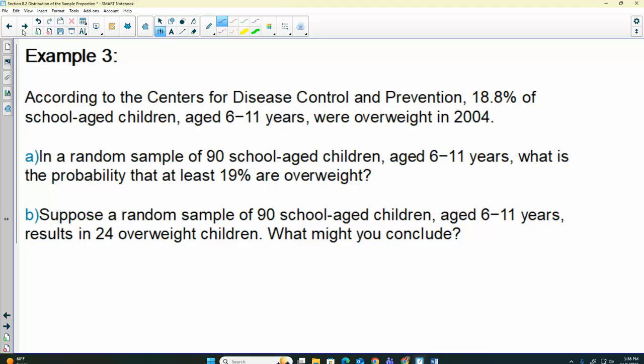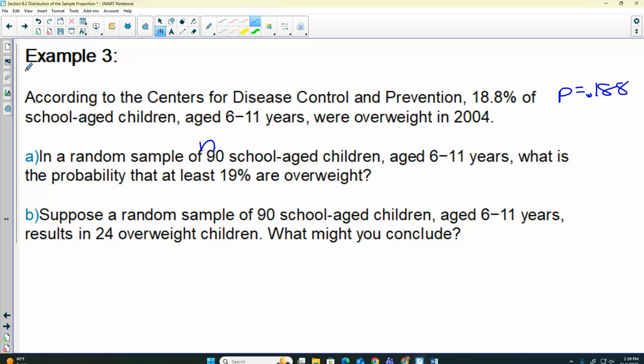According to the Centers for Disease Control and Prevention, 18.8% of school-aged children aged 6 to 11 years were overweight in 2004. What's this 18.8? That's my p. Yes, that percent is your p, and that is a good thing to note: the p is always a percent. It's our proportion. In a random sample of 90 school-aged children, what's my 90? What is the probability that at least 19% are overweight?